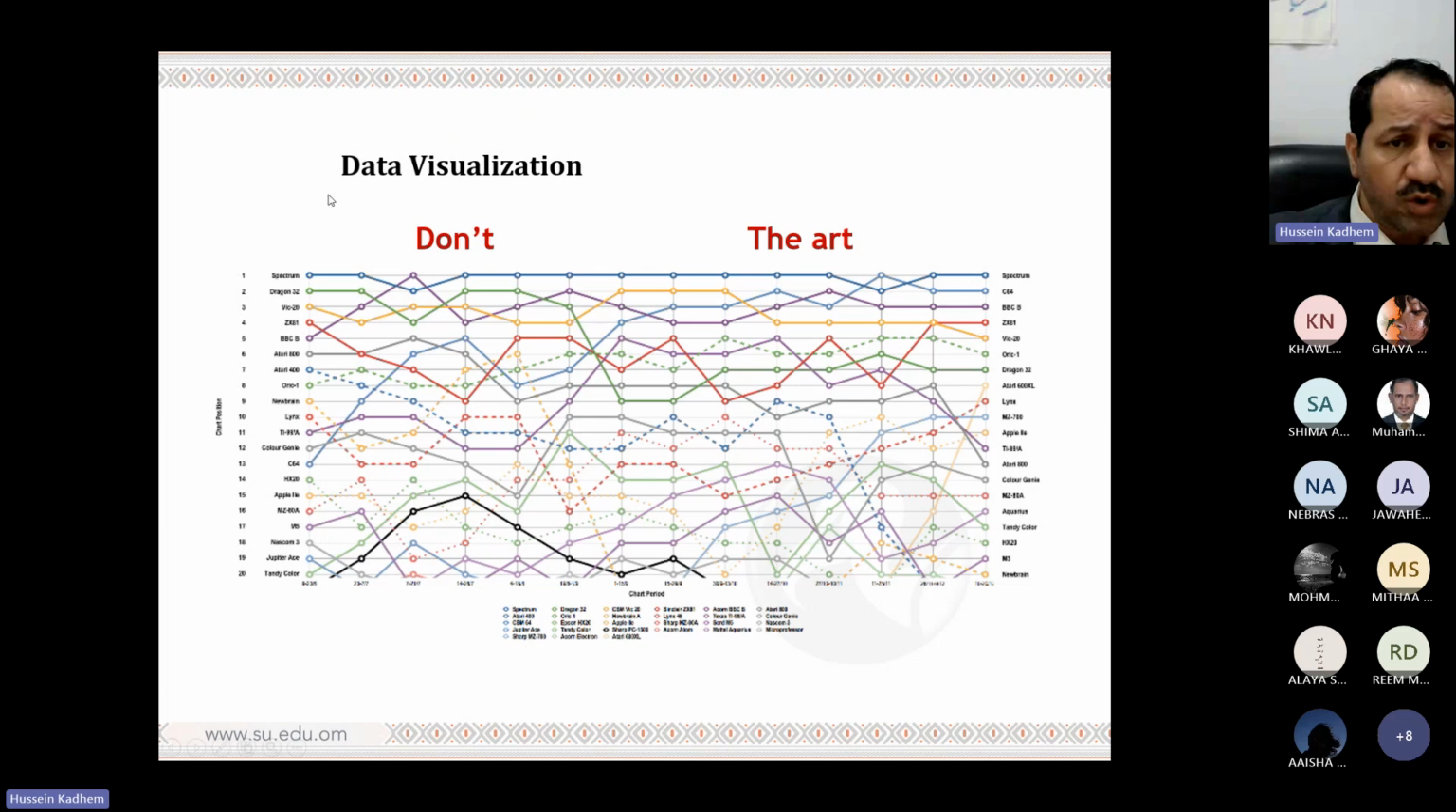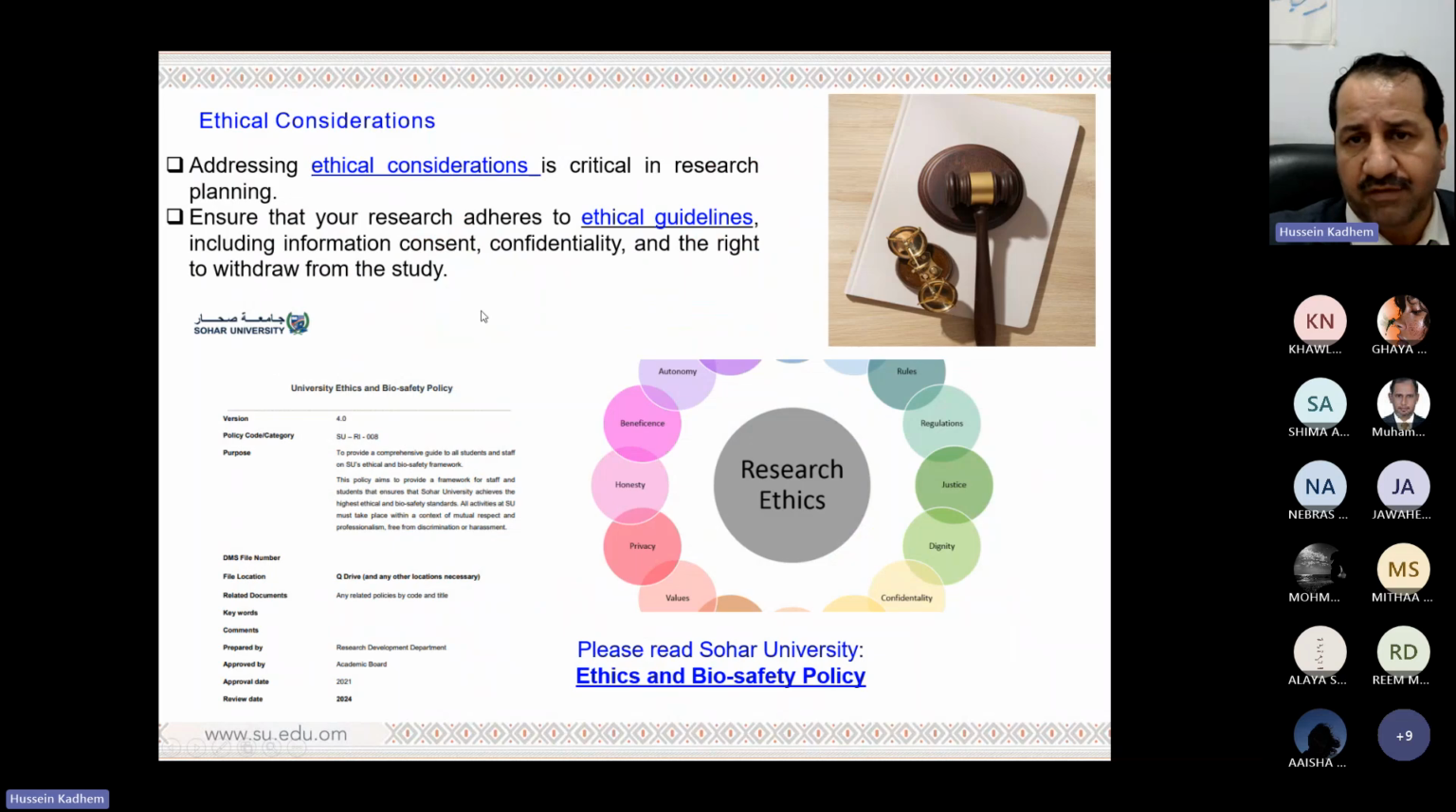Also, you may get a lot of data. You don't need to represent all of it. As an example here, the student represented several data sets, and if you look at this, you cannot understand what he wants from this graph. No, be selective and present your results in a good way so people can follow you.